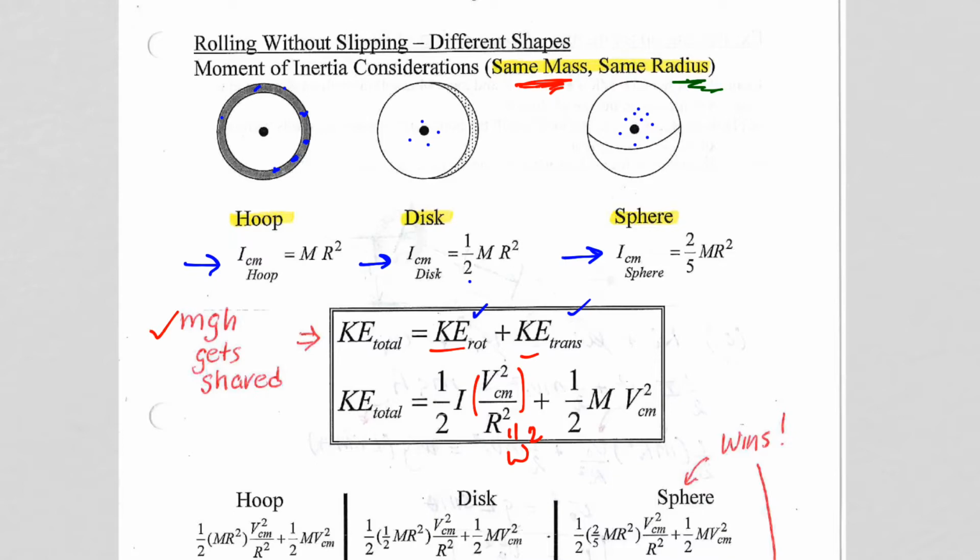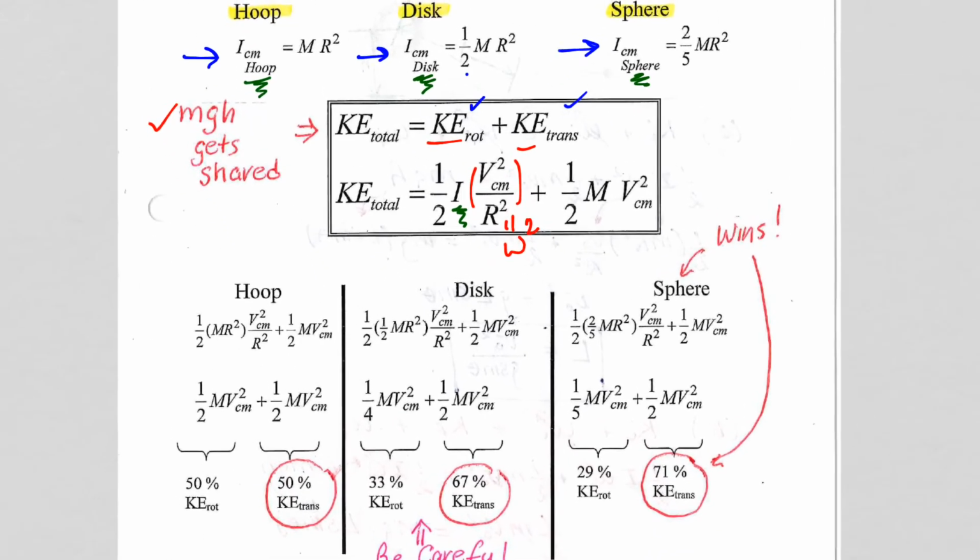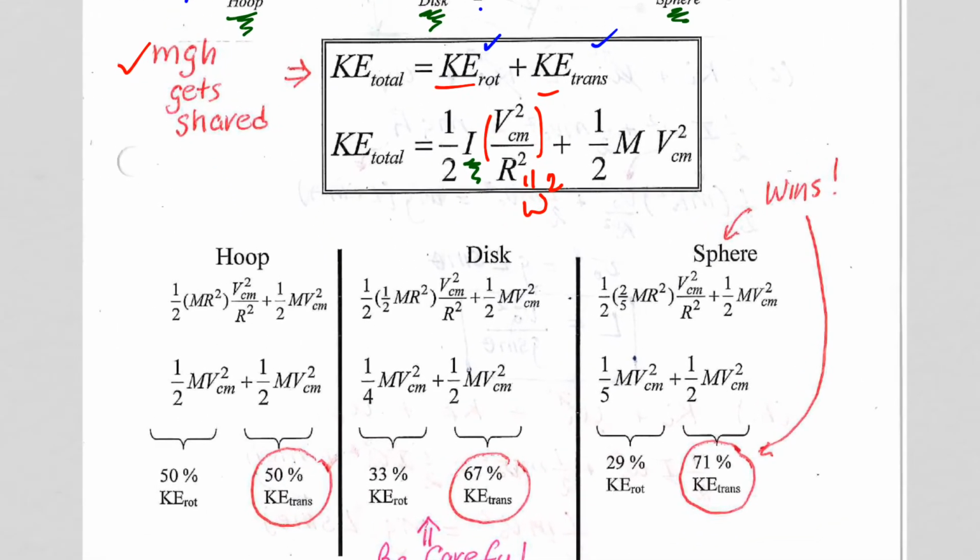1/2 I omega squared plus 1/2 m v center of mass squared, and we are simply going to take the I values. So I'm going to substitute in the three I values, and that's all that is shown here in the algebra below. So the three I values are plugged in. We do the algebra, and look what pops out.